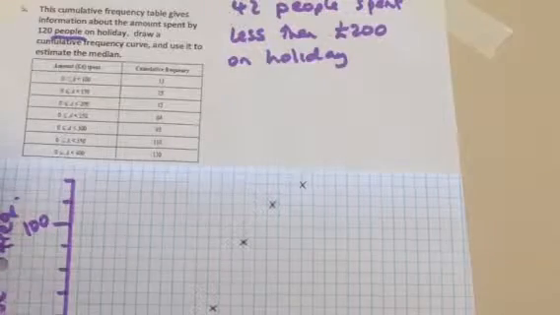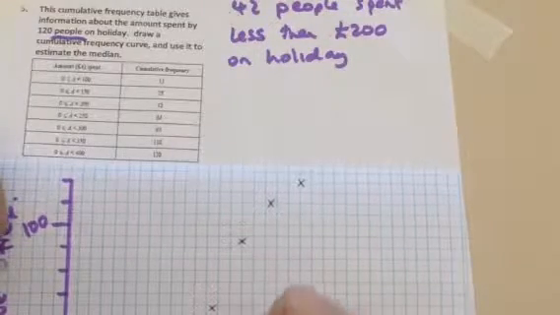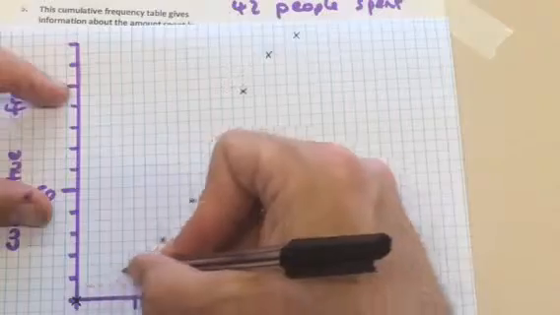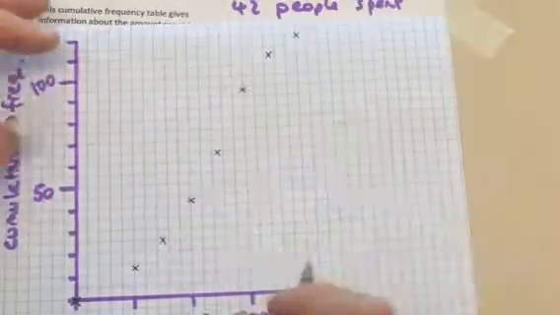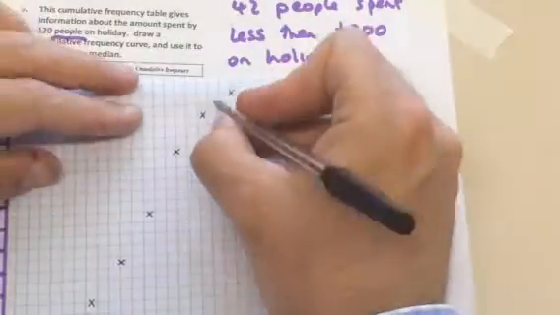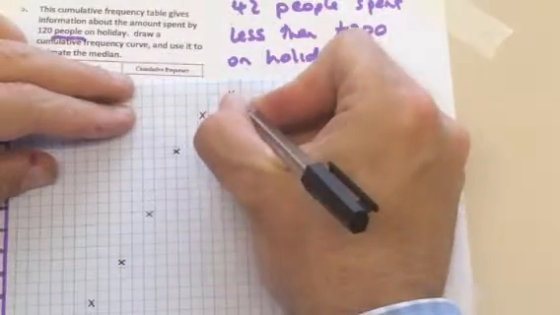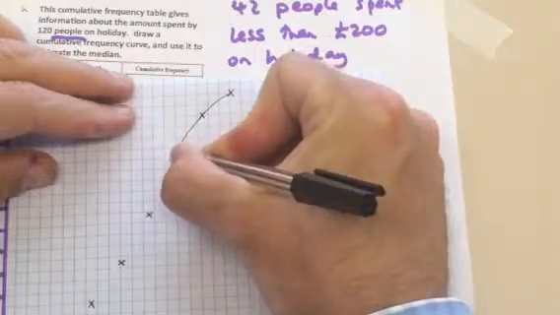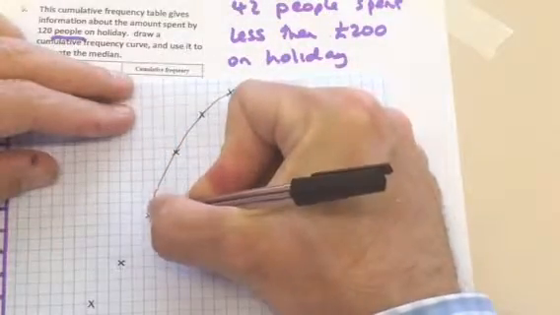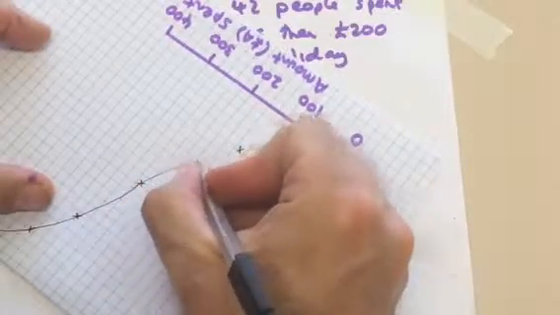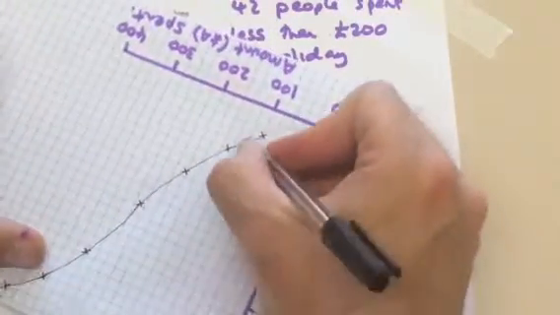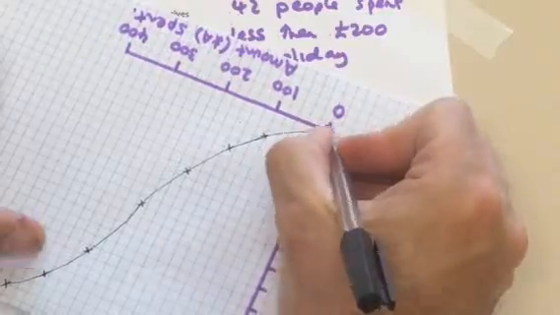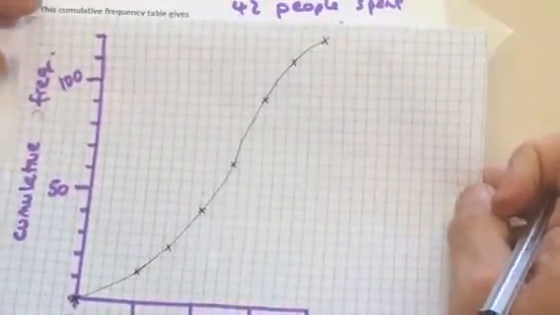Now, a cumulative frequency graph should always form this smooth S shape that we've got going up there. So we're going to draw our S shape. Now, I'm going to draw it from the top here. So let's go down through there. It must pass through all the points, being a smooth curve. Now I'm just going to switch my hand side, so it's easier to draw a smooth curve like that. So there is my cumulative frequency graph.